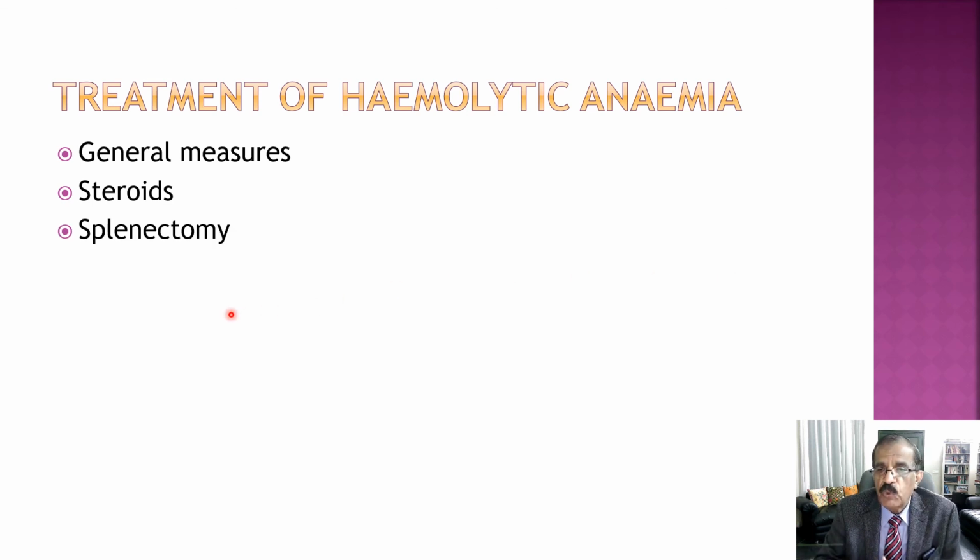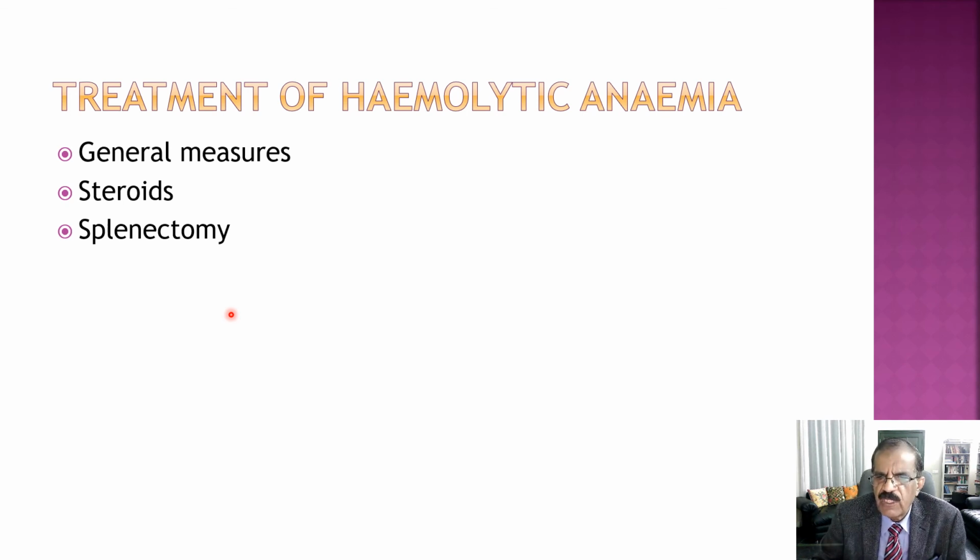Splenectomy may be useful in many cases because in autoimmune hemolytic anemias and in spherocytosis and also in thalassemia, the actual site of RBC destruction is spleen. Although the defect is somewhere else, the site of destruction is spleen. If we remove spleen, then the destruction is minimized. If this procedure is done early, the results may be better.